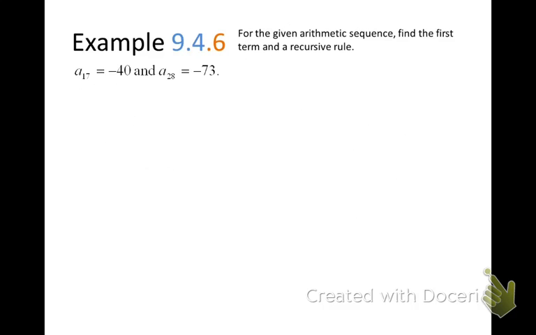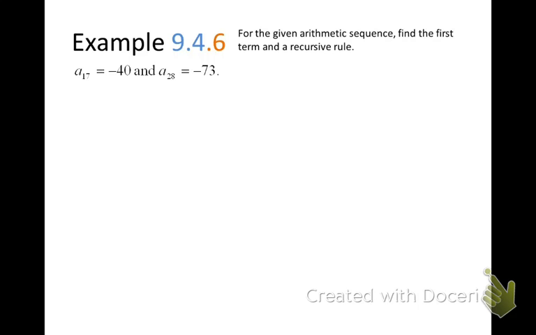So for this one, we have to do just a little bit more work. We want to find, for the given sequence, the first term and a recursive rule. How can I do this? Yeah, you're right. You're finding the slope, basically. You're finding how much the value changed between those two terms, and then dividing that by how many terms were between 17 and 28, because that should tell you how much you added each time, which would be your common difference, right?